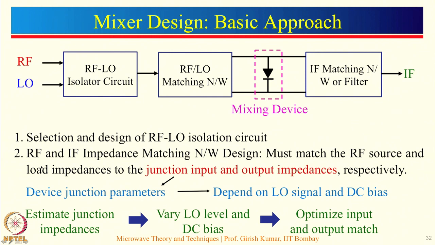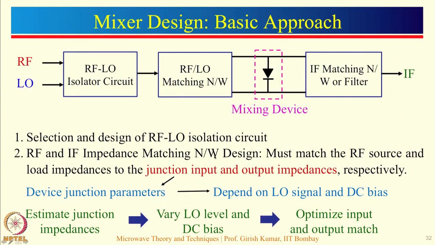The second and the very important or critical one is the RF and IF impedance matching network design, which should match the RF source and load impedances to the junction input and output impedances of the mixing device. But the question is, who is going to provide the junction input and output impedances? We know that when a diode is pumped with an LO signal, the diode current is modulated, it changes right from zero to its maximum value, and hence the diode's input impedance actually varies from a very low value to a very high value. And it's not a straightforward impedance matching network design problem where we have two fixed impedances. In this case, we have one impedance which is fixed, for example 50 ohm, which is normally the case, while the junction impedance, which is the input impedance in case of RF impedance matching network design, and output impedance in case of IF matching network design, both these impedances vary with the LO signal level and with time.